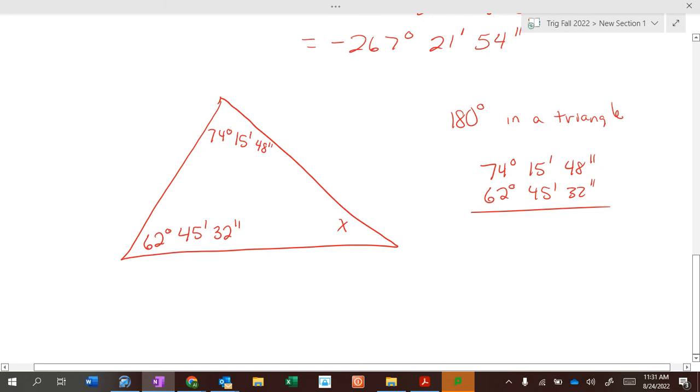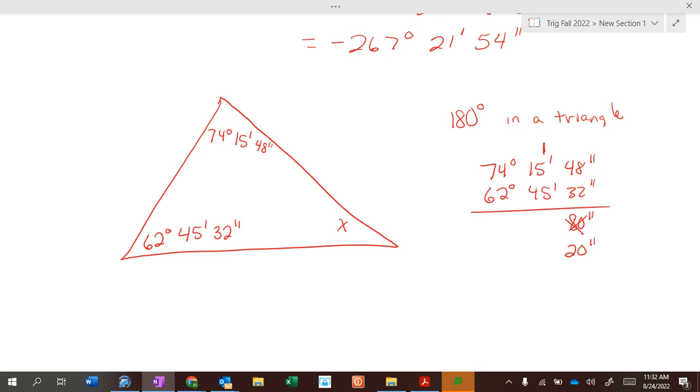We're going to add them together. Well, what's 48 plus 32? 80 seconds. Uh-oh. Is there 80 seconds in a minute? No, there's only 60. Oh no, what are we going to do? Well, this 80 we change into 20 and we carry the 1 to be an extra minute there. So back to elementary school math where we carry numbers over.